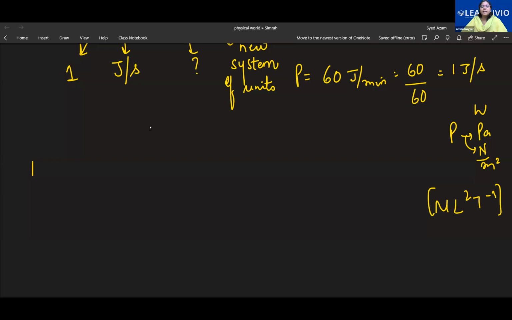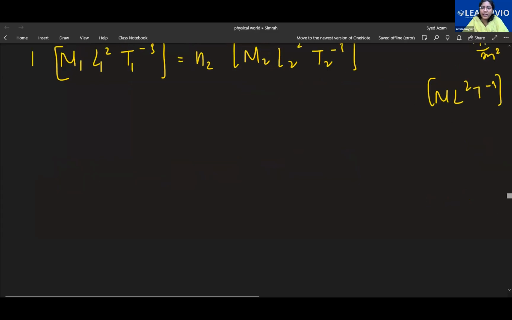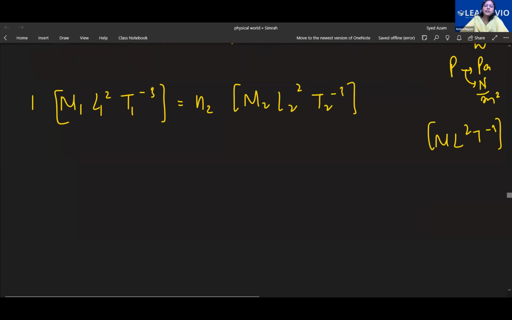So our first system is M1, L1 square, T1 to the power minus 3. N2 is missing: M2, L2 square, T2 to the power minus 3. This is how we were performing the previous question. It's just that now M2, L2, T2 we won't take by ourselves. We will do what the question says. Now we have to calculate N2. The value of N2 is missing and that has to be calculated. So look, this will be M1 by M2, power is 1.